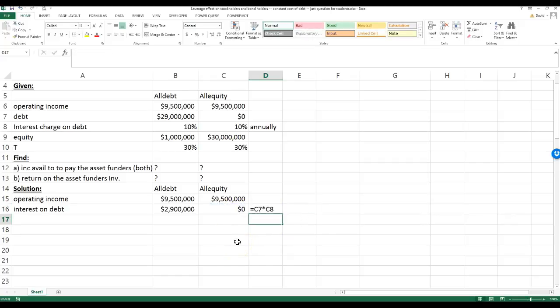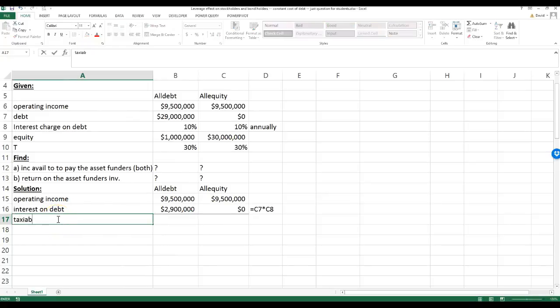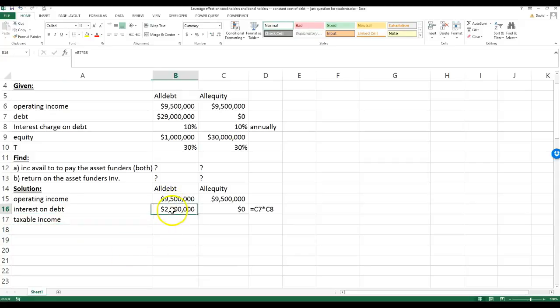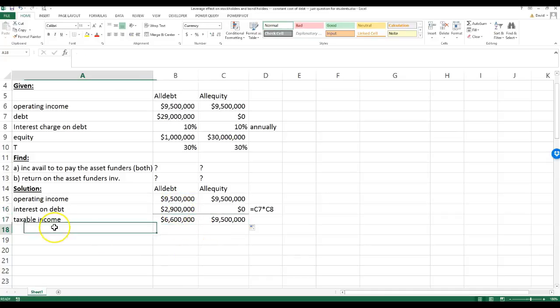Now remember, if I'm going too quick, just go ahead and pause it, and then you can kind of catch up. Let's go ahead and underline this, because we're going to subtract this. And now we want to calculate the taxable income. Remember, you don't have to pay taxes on the interest you pay. So the taxable income is going to be equal to this minus this. We don't have to pay taxes on this interest.